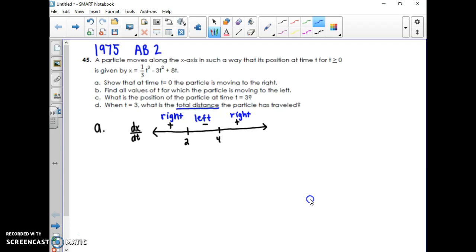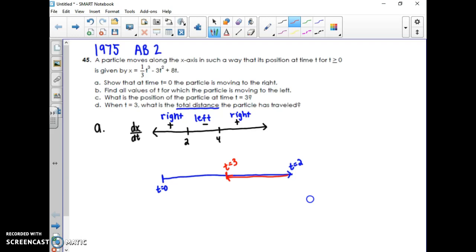This problem asks us, when t equals 3, what is the total distance the particle had traveled? The particle started whenever t equals 0, and it moves until t equals 3. So certainly we're going to need to find t equals 0 and t equals 3. But this particle moved to the right until, so here is t equals 0. It moved to the right. Right here is t equals 2. But at t equals 2, it turned around and started going back to the left. So it ends up here at t equals 3.